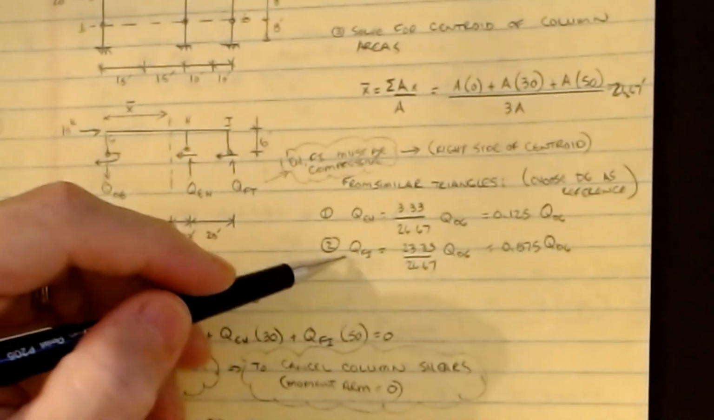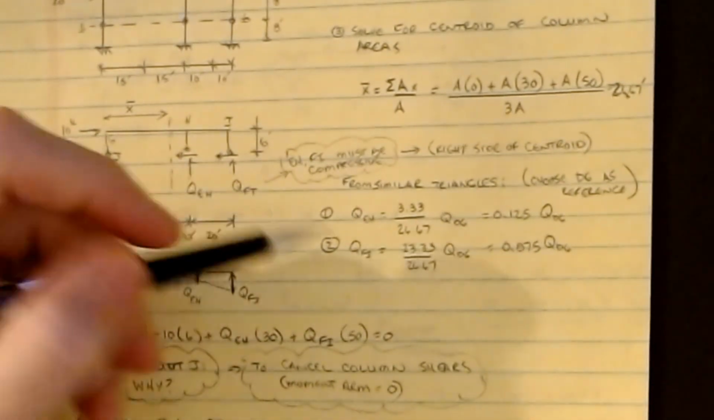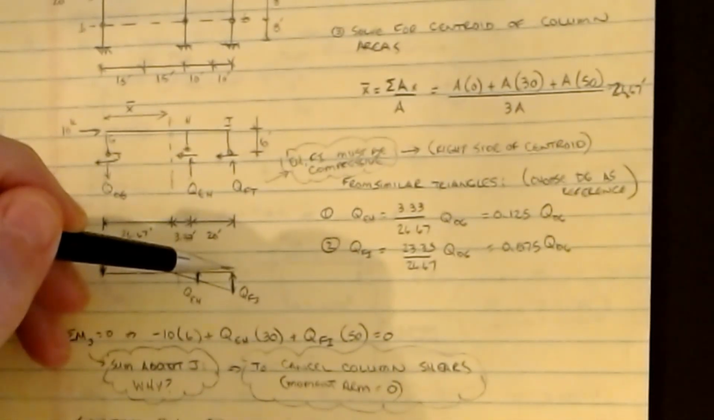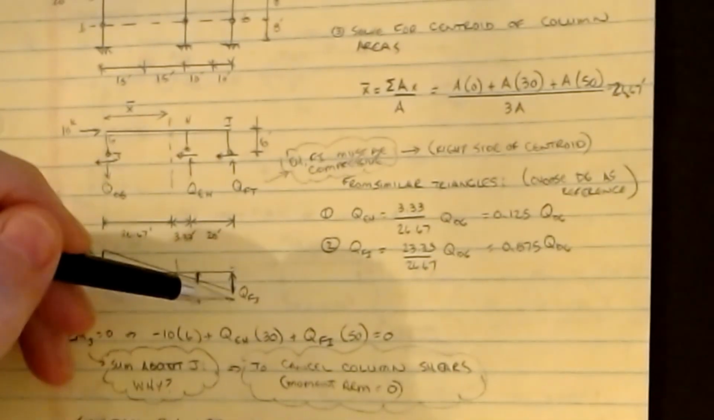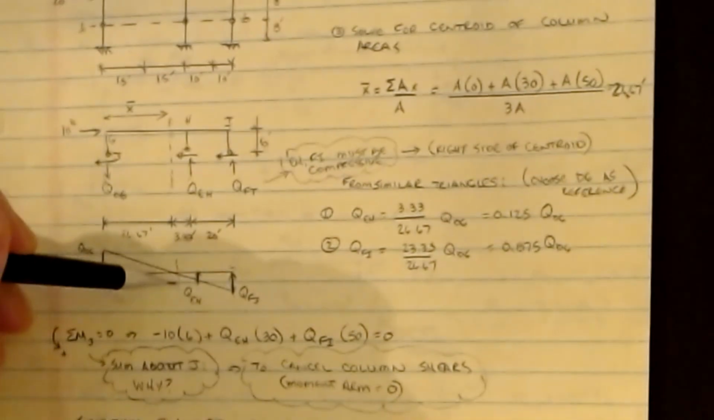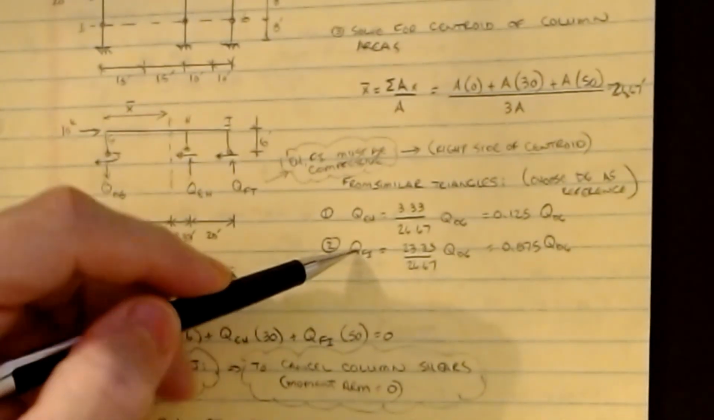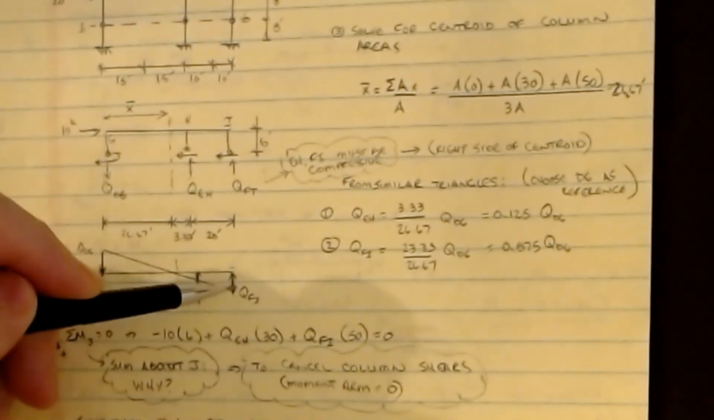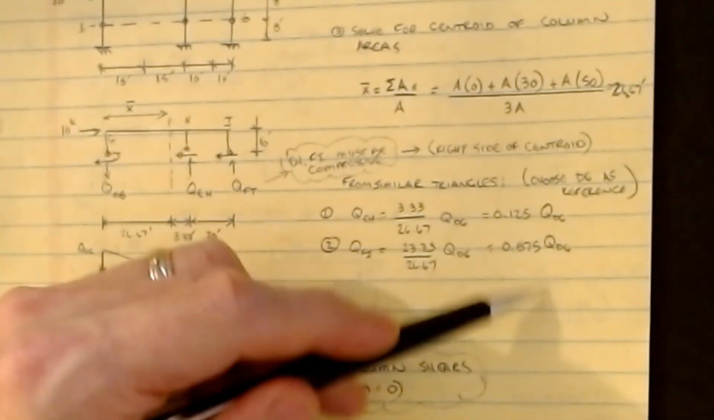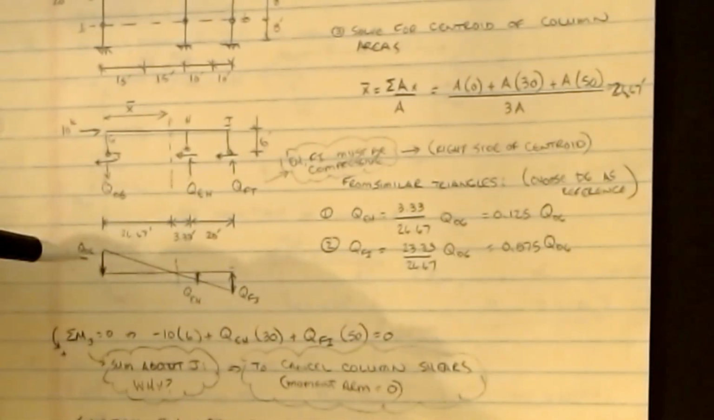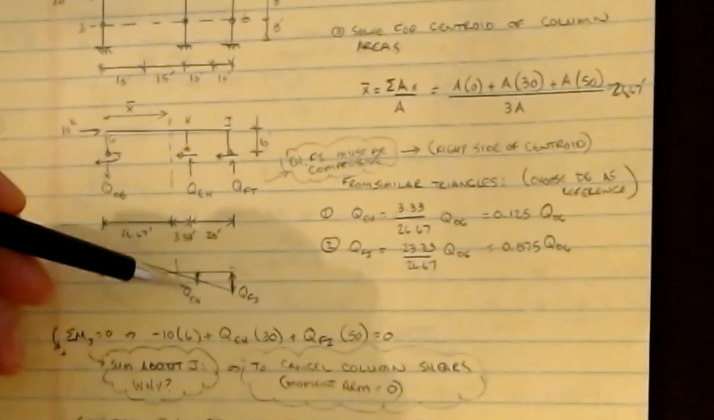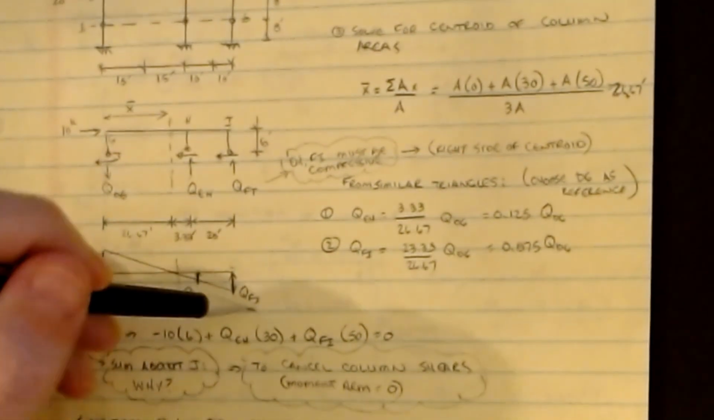Okay, number 2 is QFI. This guy is now 23.3 feet away, so this is to 23.33 is the same as this guy is to 26.67. And so you find out that QFI, this one, is 0.875 times QDG. And you notice that I write them all in terms of one of them. So I have a QDG here, and then I have a function of QDG and a function of QDG.